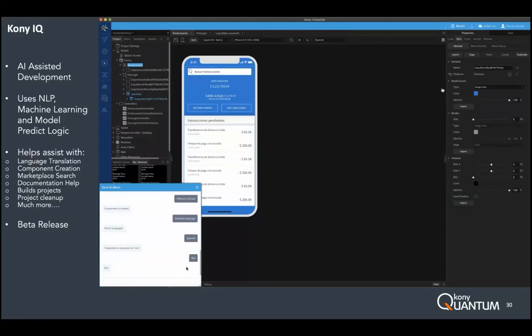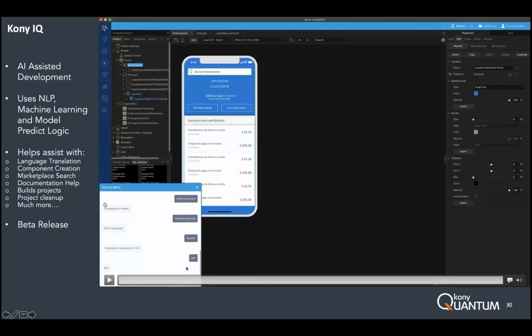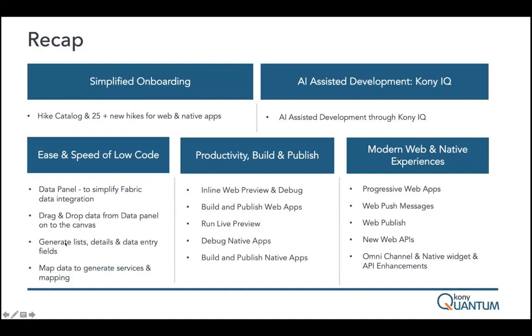So Kony IQ has been launched as a beta release with SP4. You can experience Kony IQ as part of Visualizer. This option is released and is available to all users who have set their preferences as early adopter under the updates menu in Visualizer preferences. So you can go to your Visualizer preferences, set the option as early adopter, and you will be able to experience the power of Kony IQ. Please provide your feedback, and we are looking forward to your feedback on this beta release of this AI assistant development.